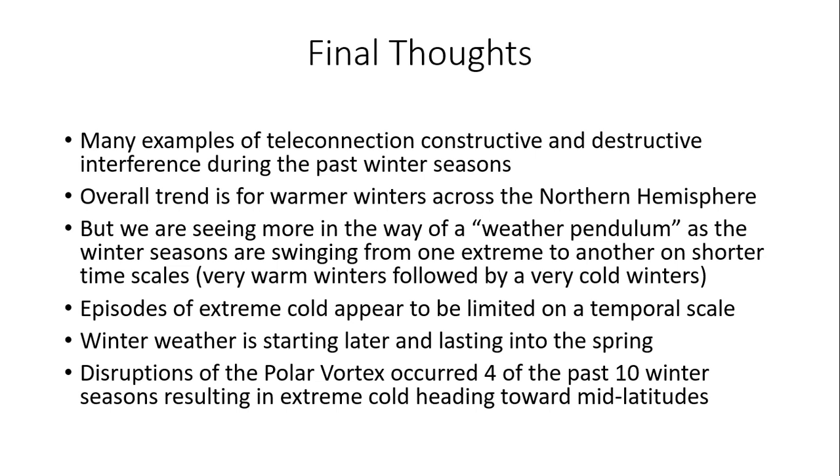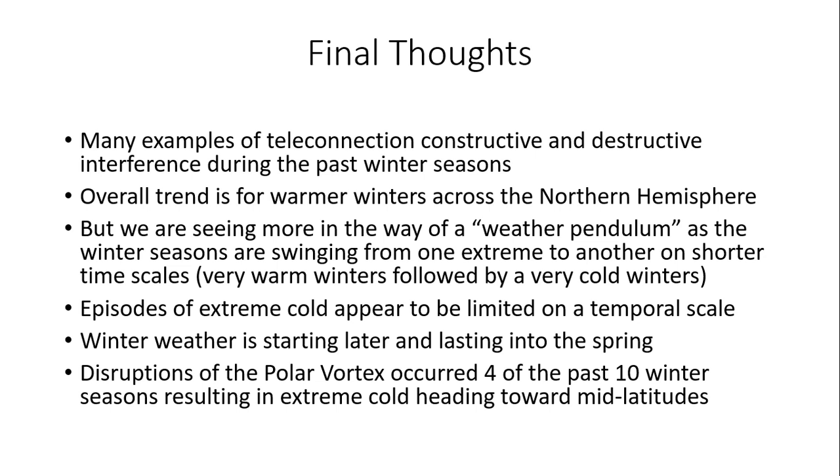And so we're seeing this weather pendulum where these winter seasons are swinging back and forth from potentially extreme cold with polar vortex disruptions to extreme warmth, where we're seeing hardly any resemblance of a winter that we used to see. The episodes of extreme cold, however, do appear to be limited on a time scale. When we get these polar vortex disruptions, they generally occur on maybe a 2 to 3 week time period. And so we're not seeing longer lasting extreme cold, right?